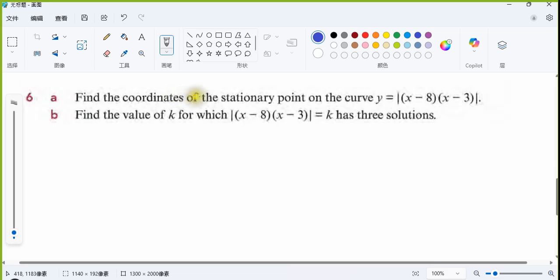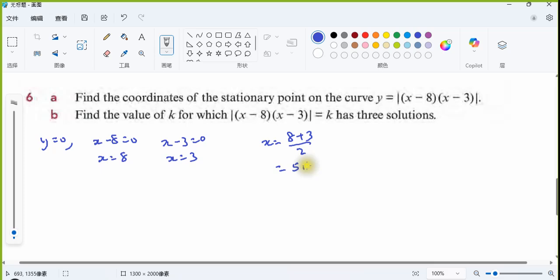Question number 6. Find the coordinate of the stationary point. When y equals 0, x minus 8 equals 0, x equals 8; x minus 3 equals 0, x equals 3. For the axis of symmetry, we have 11 over 2, which is 5.5. Then y will be 5.5 minus 8 and then 5.5 minus 3.